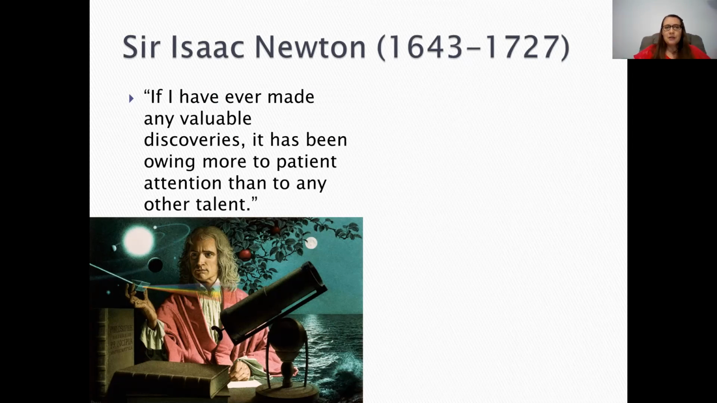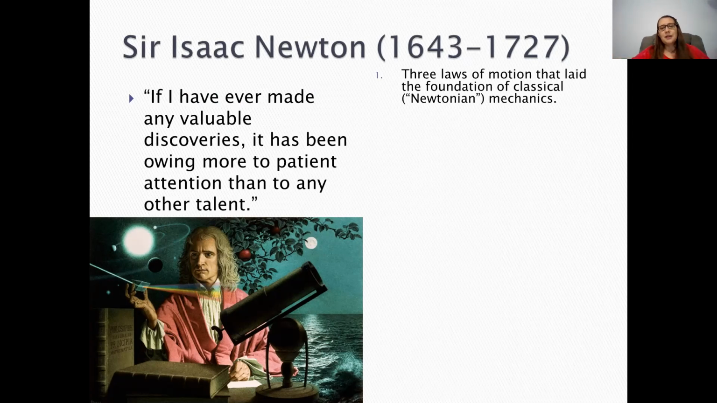So here are just some of the valuable discoveries that he has made. So first of all, these three laws of motion that we're going to go through laid the foundation of classical mechanics. So all of physics 1 and beyond are referred to as Newtonian mechanics because they were all created around these laws of motion, which are still excellent approximations at the everyday speeds and everyday scales that we deal with in our lives.